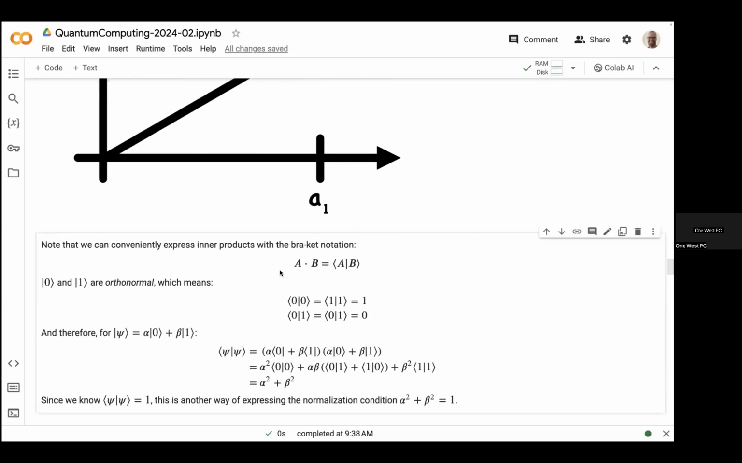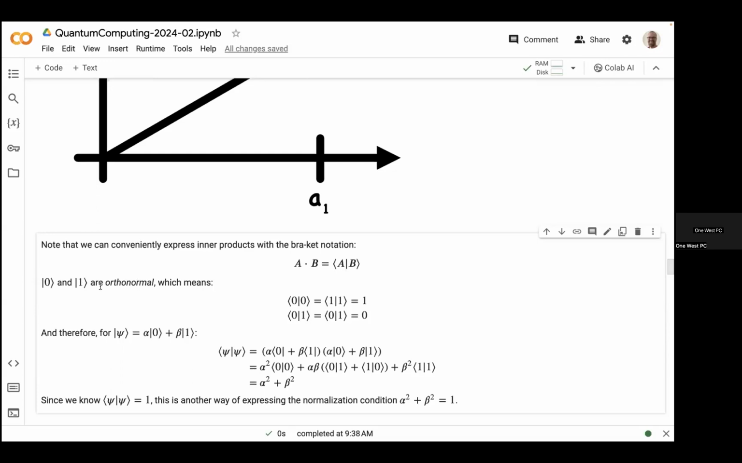So we can conveniently express inner products with this bra-ket notation. I guess I didn't use that word up above. I forget where I used it first in these notes. But remember, we had those little funny angle bracket ways of doing things. So you would define A dot B with a left angle bracket and a right angle bracket on these A and B, and that's the notation you use for a dot product.